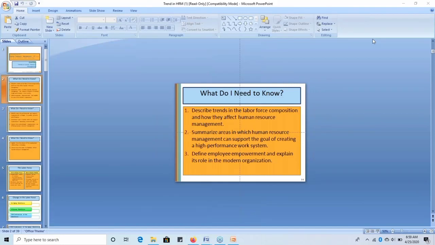Mr. Yam, if you can hear me, move the slide a bit up. Move it up. Still under what do I need to do or what do I need to know? Move the slide up.